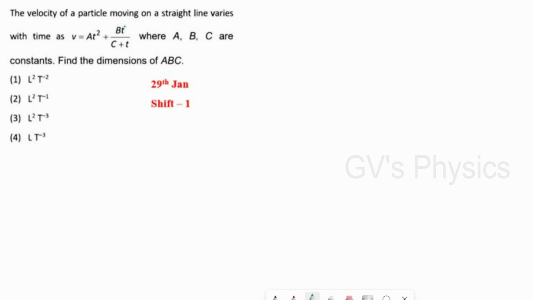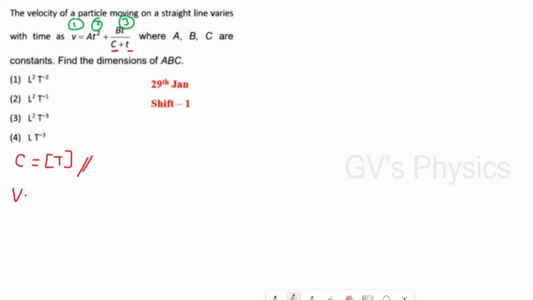Next question, the velocity of a particle moving on a straight line varies with time. They have given the equation where A, B, C are constants. So we need the dimension of A, B, C. So first, velocity is the first term, A T square is the second term, and B T by C plus T is the third term. Okay, so in this also, in C plus T, the dimension of C and T will be the same. So C is equal to the dimension of T.